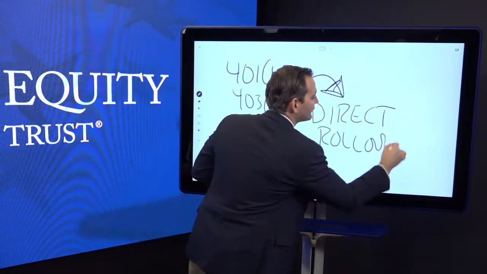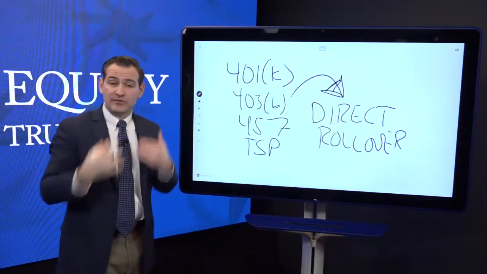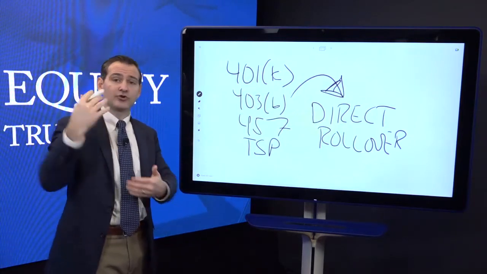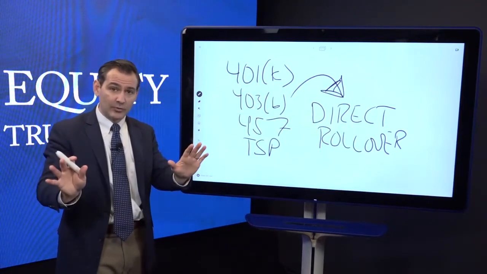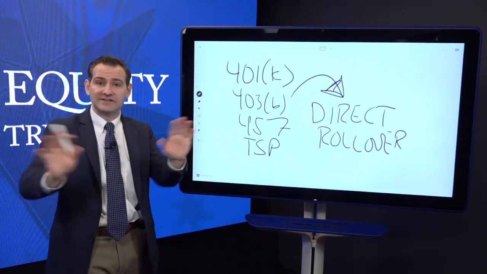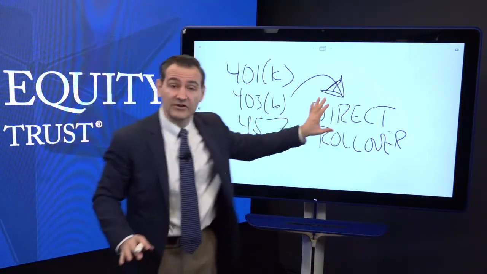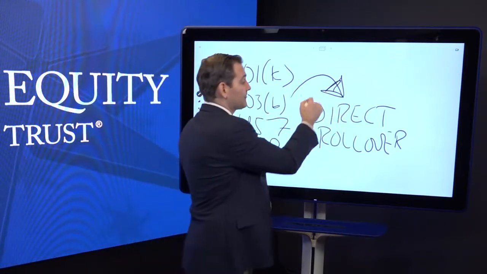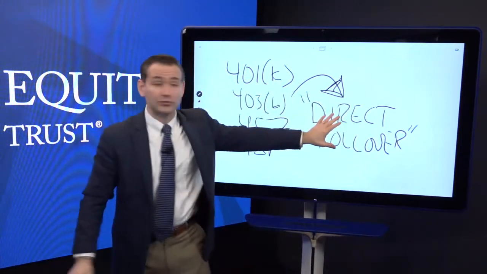See, you never want to distribute the money and then try to return it to a retirement plan. There are ways, by the way, in which you can do that. It's known as a 60-day distribution rollover, but there can be tax consequences. So what's important to understand is to write down and remember direct rollover.